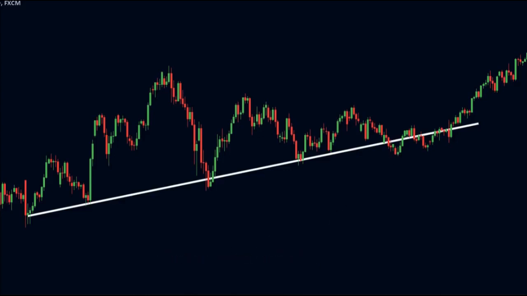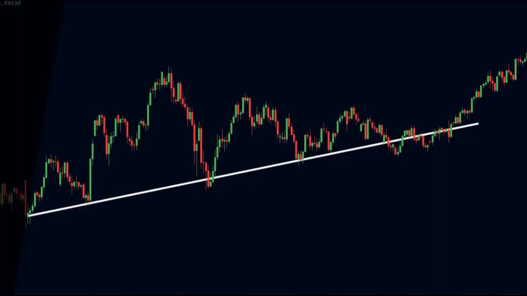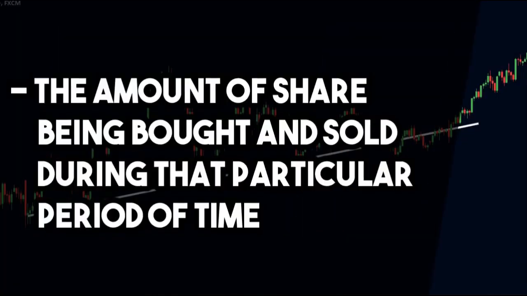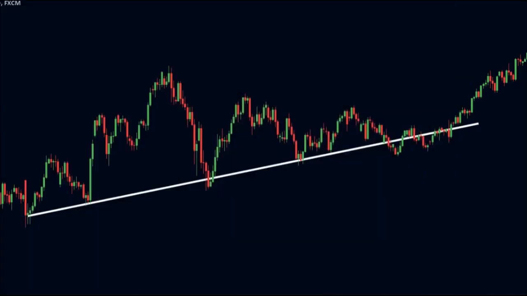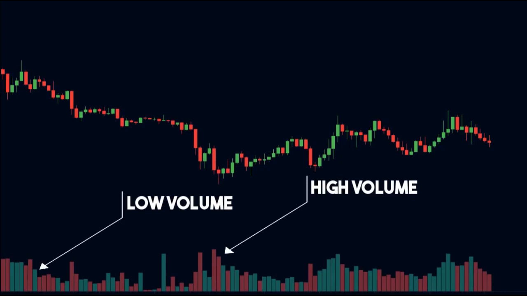To avoid getting trapped in fake outs, we will use the volume indicator. The volume indicator simply shows the amount of shares being bought and sold during that particular period of time. We don't need the exact volume of each candle. Instead, we will just look at the size of the volume bars and compare them with each other.